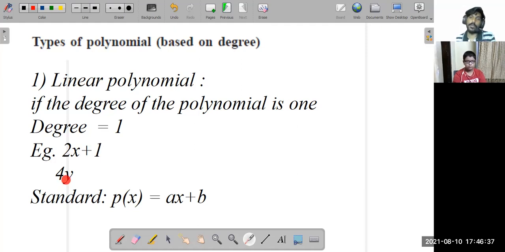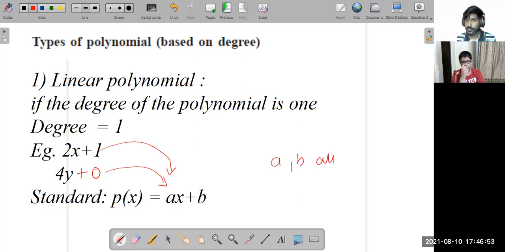Now you'll say the second one does not look like this. This second polynomial is linear, but it's not looking like this. But you can write it like this: 4y plus 0. You see, it looks like this. Even this one looks like this. So a and b are coefficients.